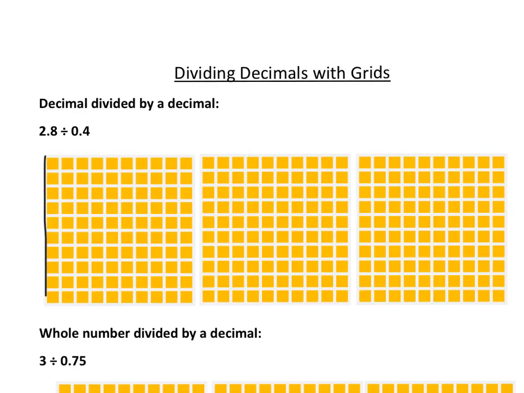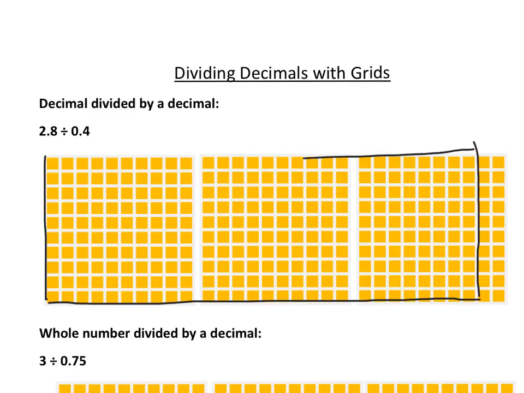So that means I'm going to have 2 wholes and 8/10. Then I'm going to make groups of 4/10 out of the 2 8/10. So I'm going to count off 1, 2, 3, 4/10 and make a group. 1, 2, 3, 4/10, and I make another group. 1, 2, 3, 4/10. I'm going to do this until I use all of my 2 8/10.